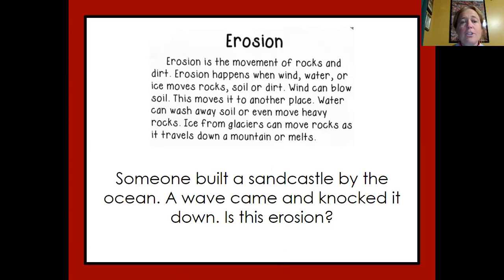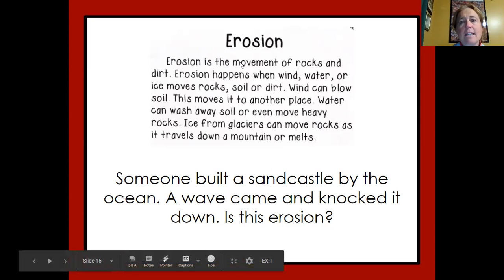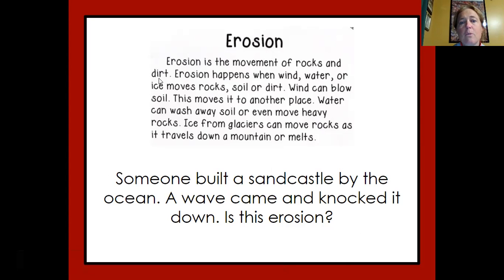All right, so our last question is, someone built a sandcastle by the ocean. A wave came and knocked it down. Is this erosion? All right, so let's look back up into our passage, and it says, erosion is the movement of rocks and dirt. Well, we know that sand is considered rocks and dirt. So let's further read. It says erosion happens when wind, water, or ice moves rocks, soil, or dirt.